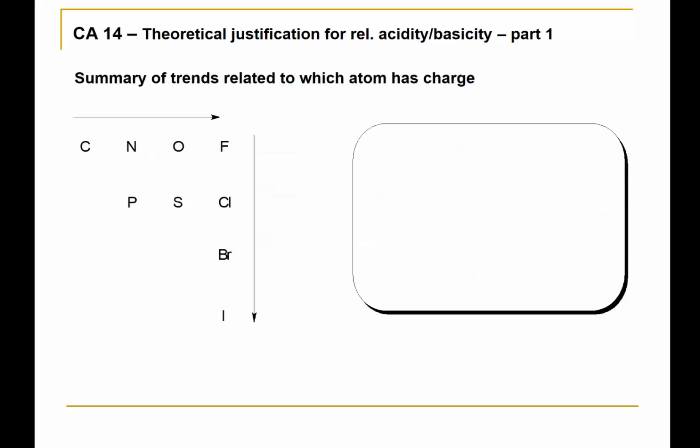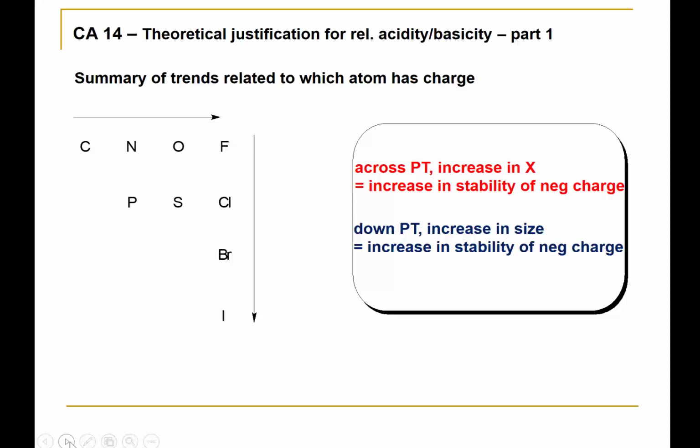To summarize these ideas concerning the atom effect, across the periodic table, it's the electronegativity that plays the important role. So an increase in electronegativity is equal to an increase in stability of the negative charge. Going down the periodic table, an increase in size results in an increase in stability of the negative charge.